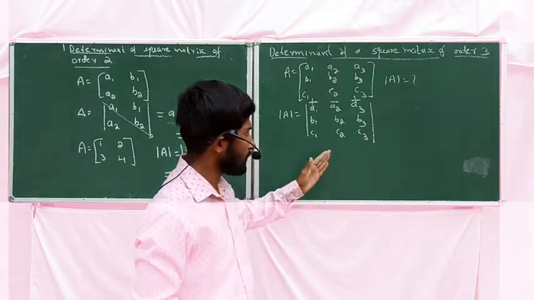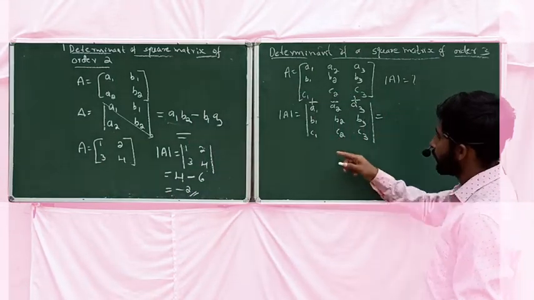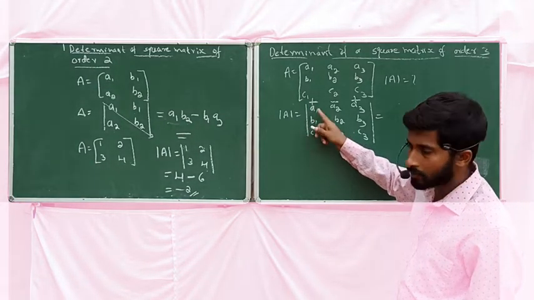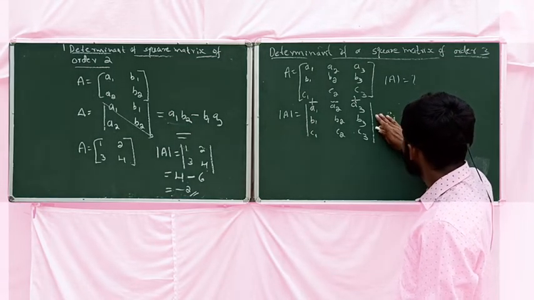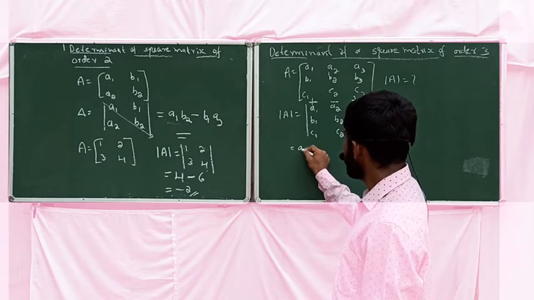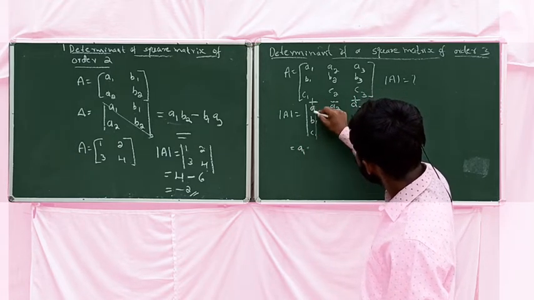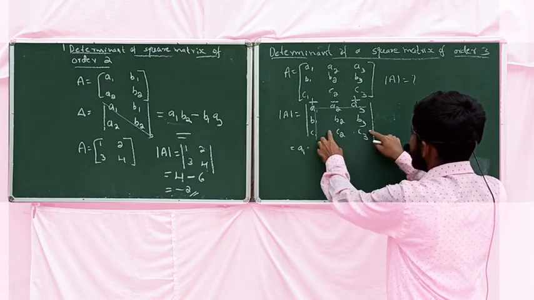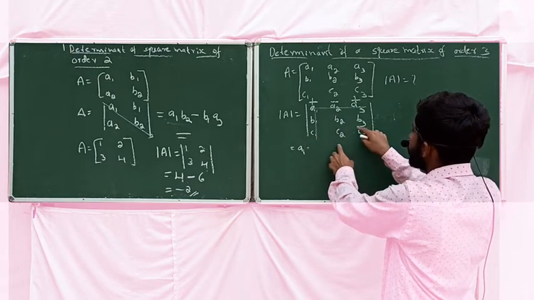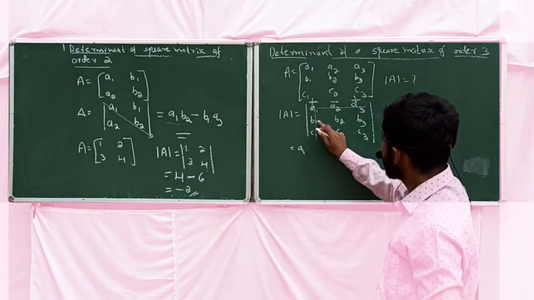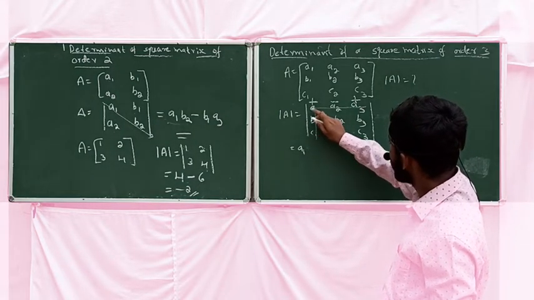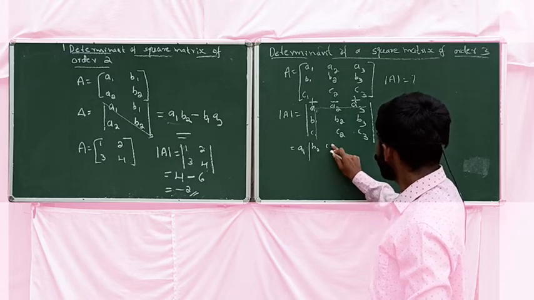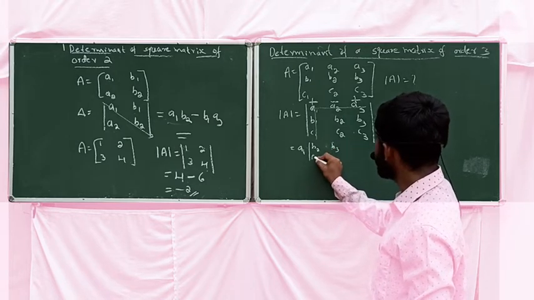It's equal to, first consider element a1. It's in the first row and first column, right? So a1 into, cancel first row and first column. What you will get here? Here you can see one determinant with b2, b3, c2, c3, right? So here I'll write a1, cancel corresponding row and column, remaining is determinant b2, b3, then c2, c3.